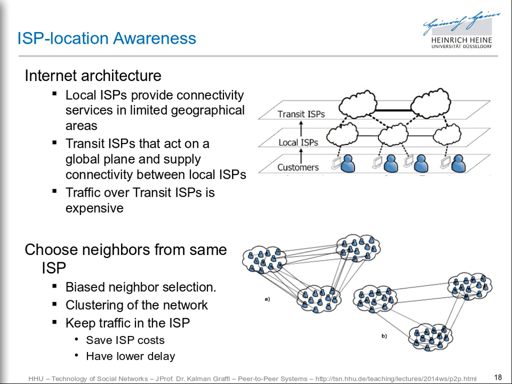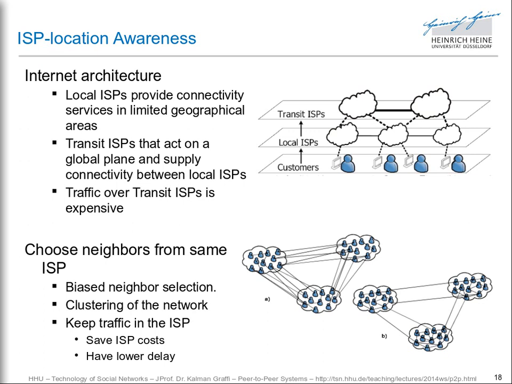Okay, so we might choose neighbors from the same ISP. What are the benefits and shortcomings? We have a biased neighbor selection because we first of all have to check whether a client is from the same network. And we have a clustering of the network. So it's easier to understand, I think. And as we keep the traffic inside the ISP, we reduce the ISP costs and have a lower delay.